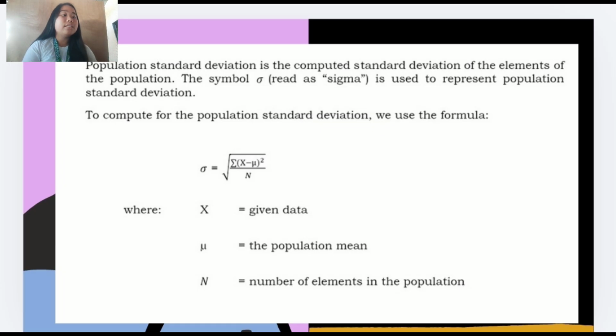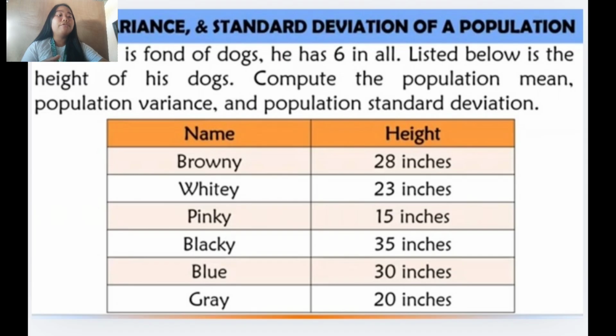So, sigma is equal to the square root of summation of quantity x minus mu squared over big N, where x is equal to the given data, mu is equal to the population mean, and big N is equal to the number of elements in the population. And now, we have a problem here. So, let's find the mean, variance, and standard deviation of the population.